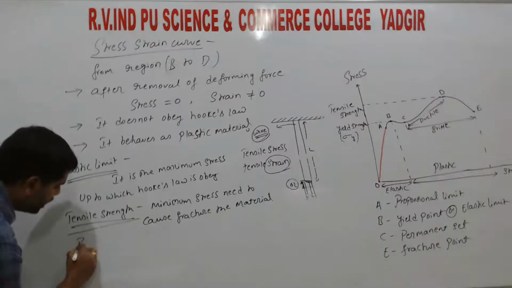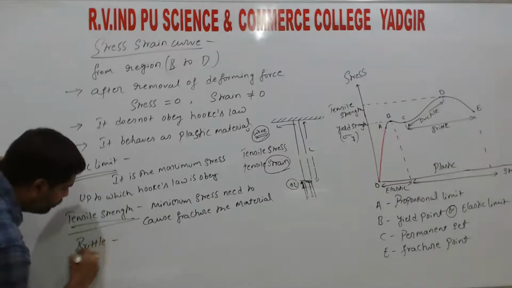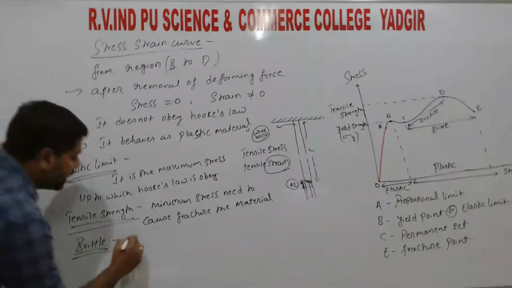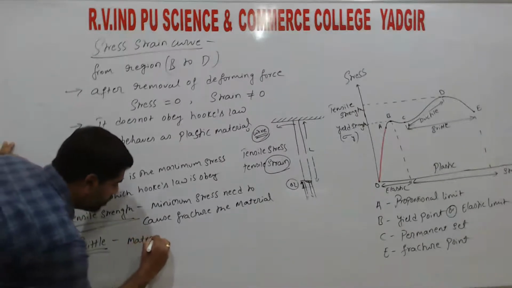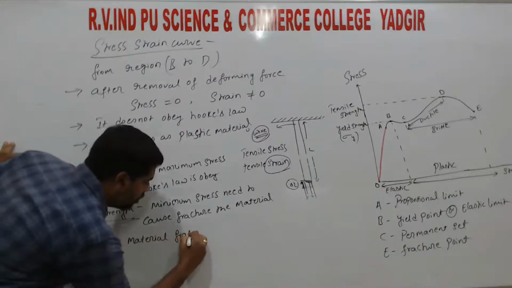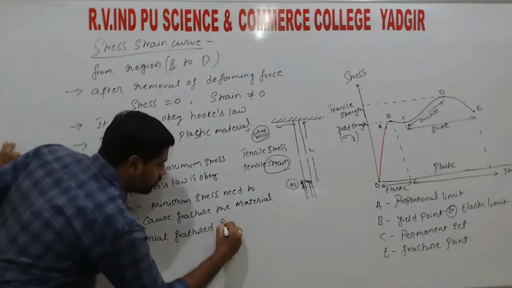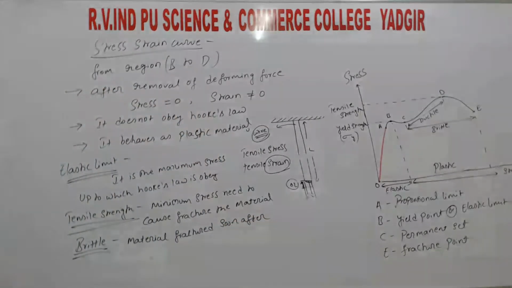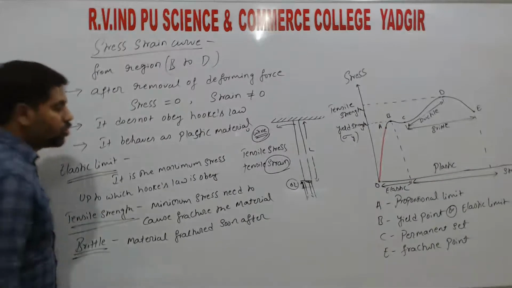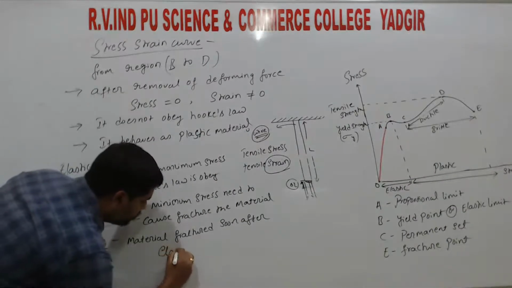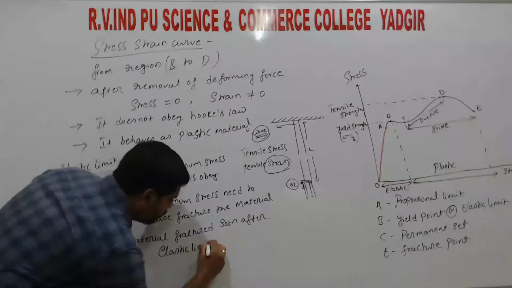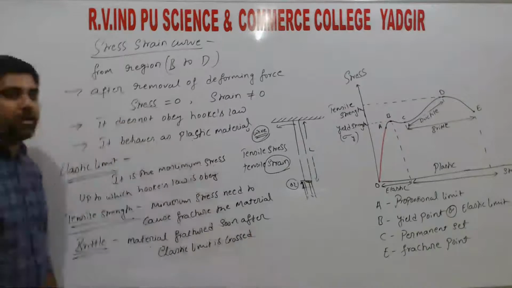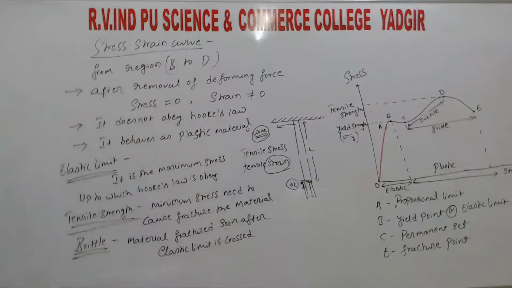Next one is the brittle, right? So what is brittle? That is material fractured soon after elastic limit is crossed, right? So that we call as the brittle, right?